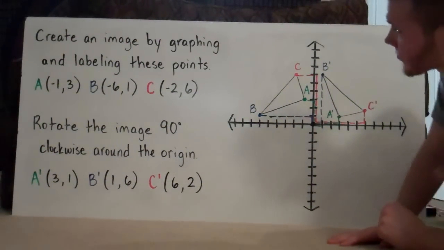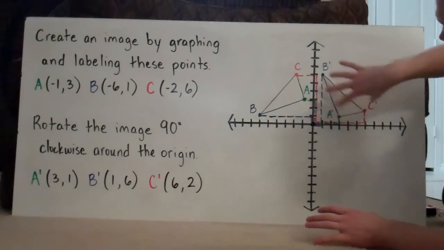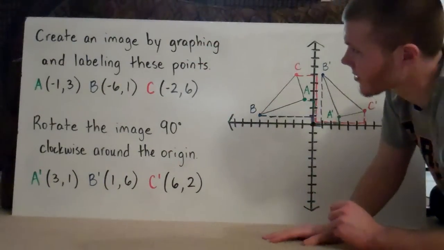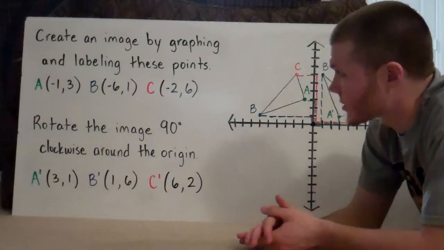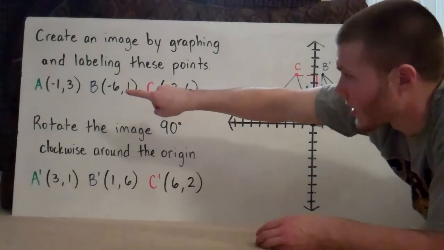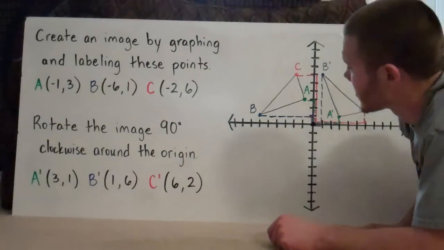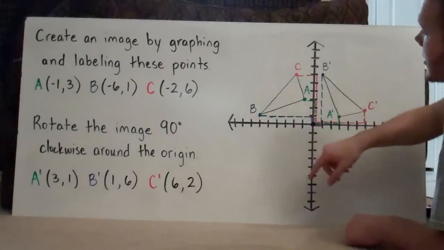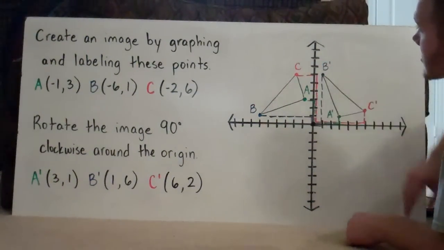This might be confusing in here with all this going on, so I'll explain in a second. First, let's just get this down. We have to create an image by graphing and labeling these points. I've got -1, 3 for A, -6, 1 for B, and -2, 6 for C. So I plotted those: A, -1, 3; B, -6, 1; and C, -2, 6.